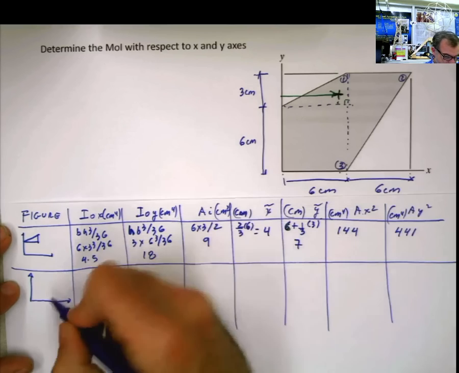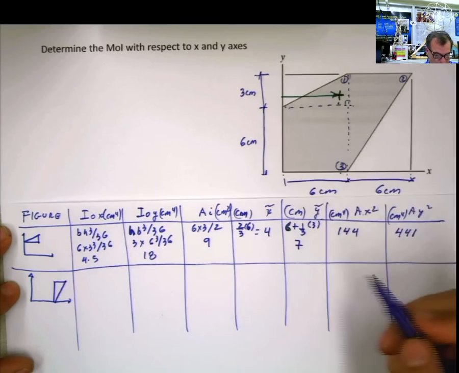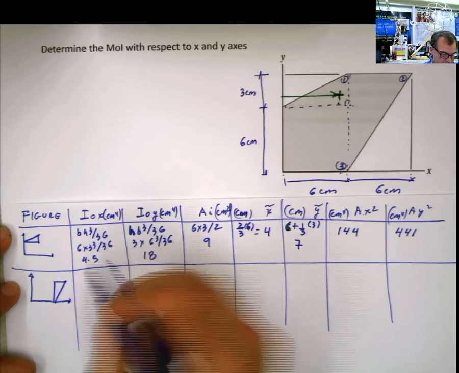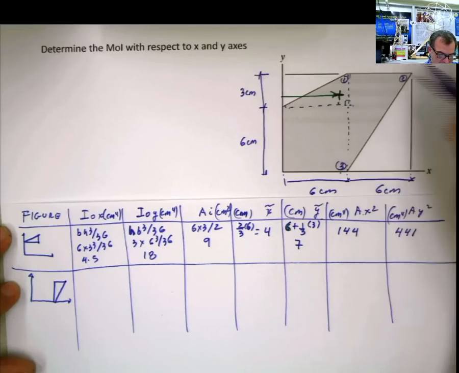So now, this is figure 2. Well, bh cubed divided by 36. Now what is b? b is this distance. What is that? 6. Now what is the h?